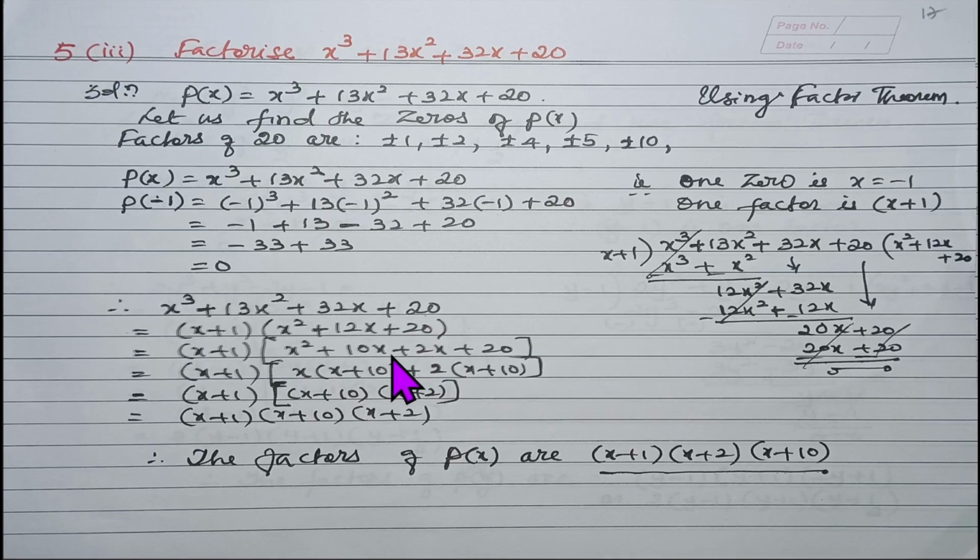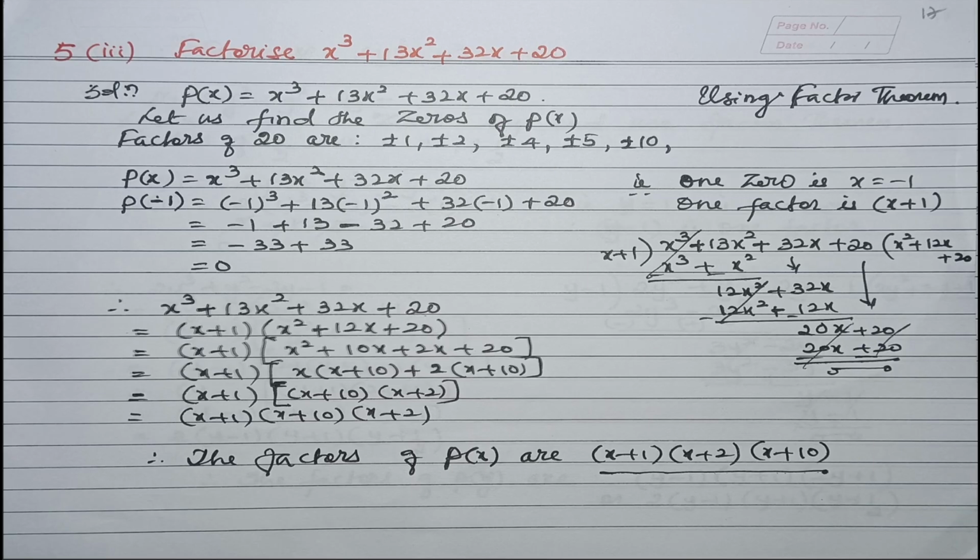and by pairing and grouping them, I get x is common here, x plus 10, 2 is common here, x plus 10, again common is x plus 10 into x plus 2. So therefore the two factors I get here are x plus 10 and x plus 2. One factor I have already got as x plus 1. So x plus 1, x plus 10, x plus 2 are the three factors of the given cubic polynomial.